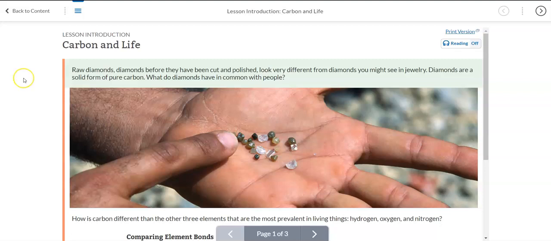What do diamonds have in common with people? How is carbon different? Now I'm down here. How is carbon different than the other 3 elements that are the most prevalent in living things? Hydrogen, oxygen, and nitrogen. So if you're a note taker, that's a good one to write down. The 4 elements that are the most prevalent in living things are hydrogen, oxygen, nitrogen, and then of course carbon, which we are discussing today.